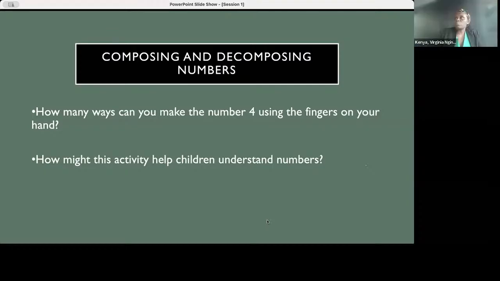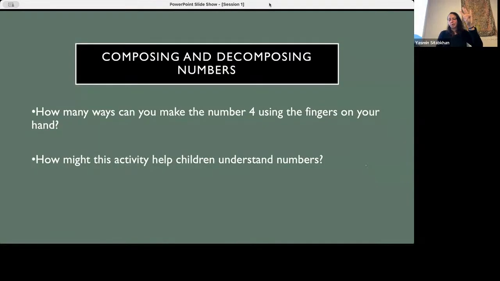Yep. What about 4 and 0? 0 and 4? 4 and 0 might be misconstrued as 40. Maybe, but if you just do this, it's 4, right? That's why we want to use fingers.